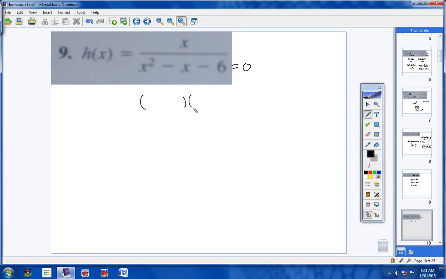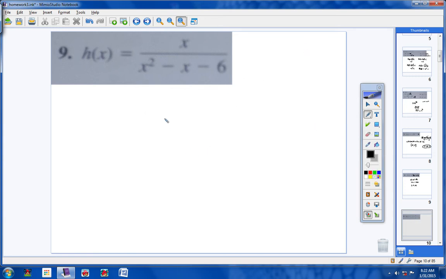Well, you can factor it. What two numbers multiplied together give you a negative 6, and added together give you a negative 1? Well, I'm thinking of these two numbers here. When you multiply them, you get a negative 6. When you combine them, you get a negative 1. So the domain is all real numbers except those two numbers, negative 2 and 3.